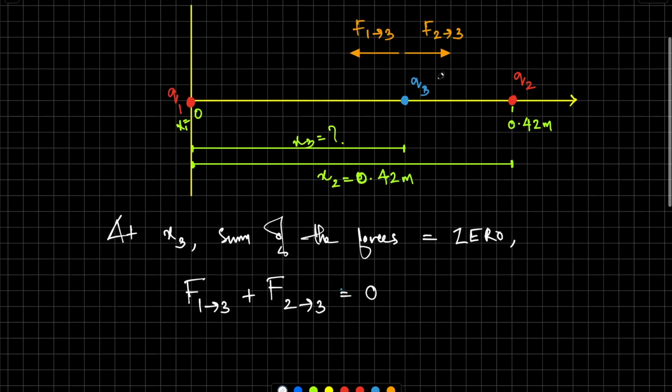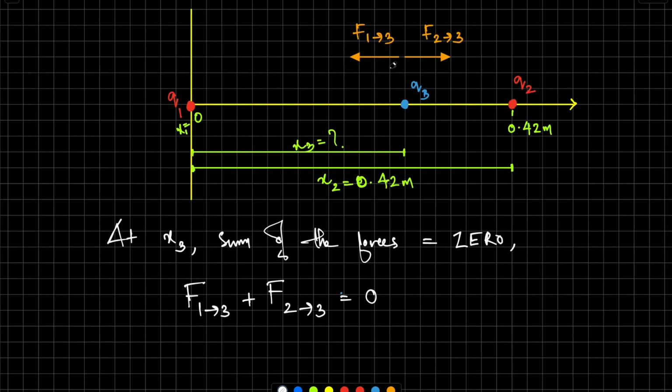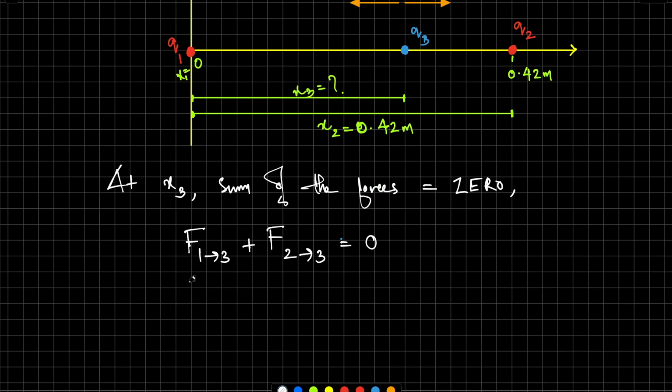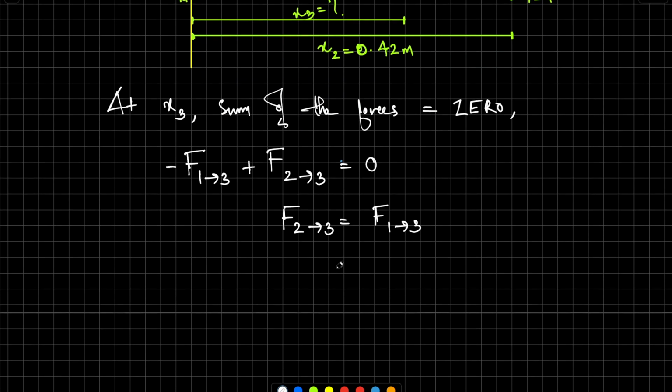Now F2 to 3 is towards right and F1 to 3 is towards left. So I'm going to put a negative sign for F1 to 3: minus F1 to 3 equals F2 to 3. I'm taking this negative force to the right side. So F2 to 3 is equal to F1 to 3. Or you could say their absolute values are equal, right? Okay, now we're going to write equations for F2 to 3, F1 to 3, then we'll solve for x3.